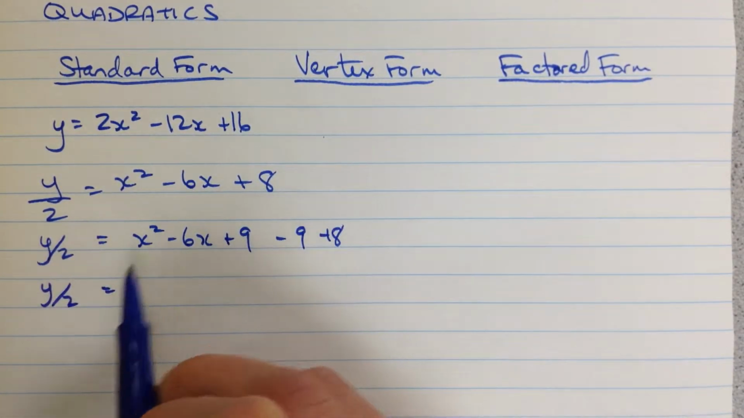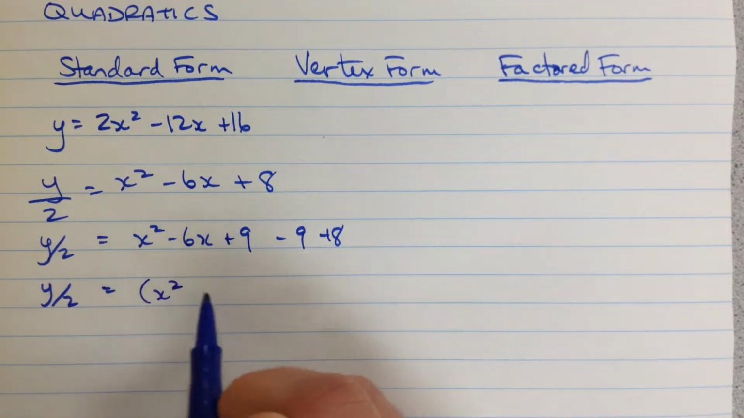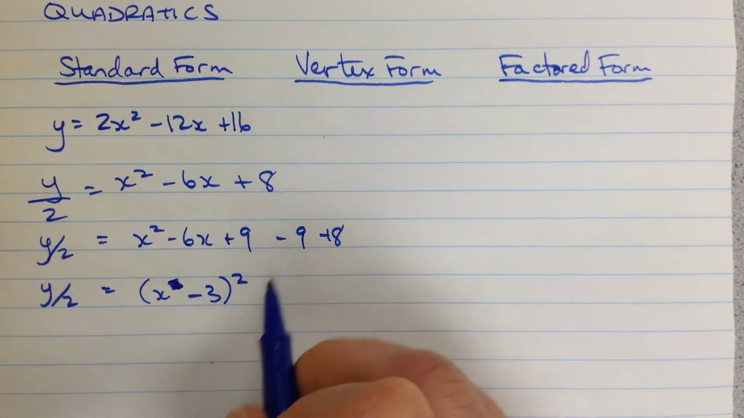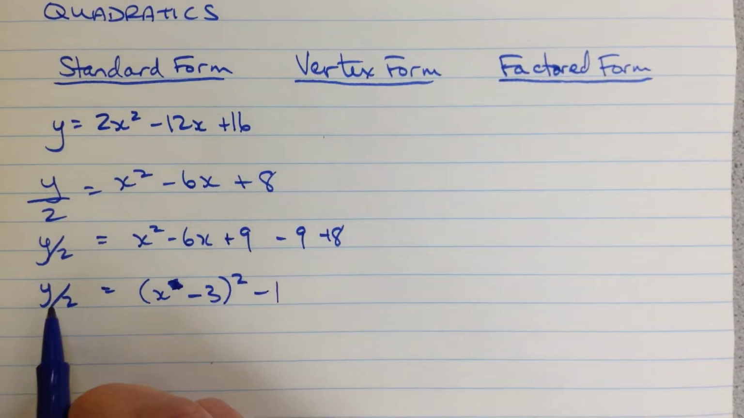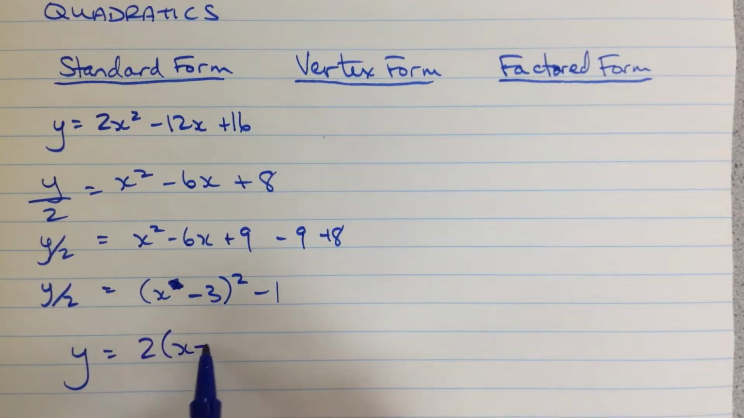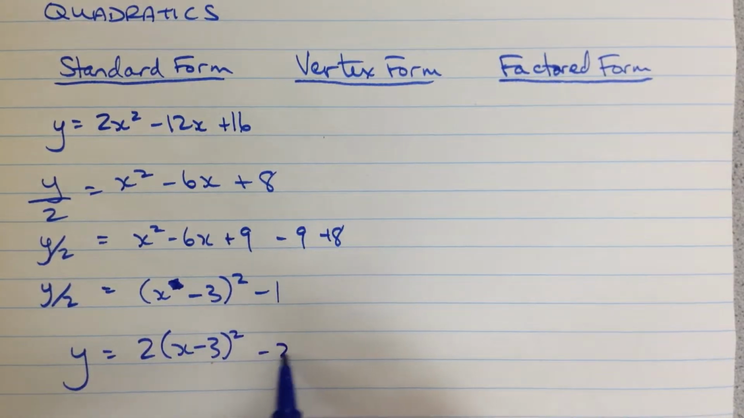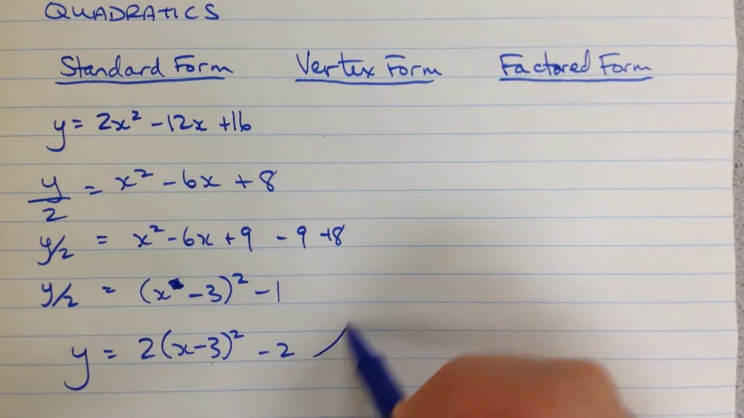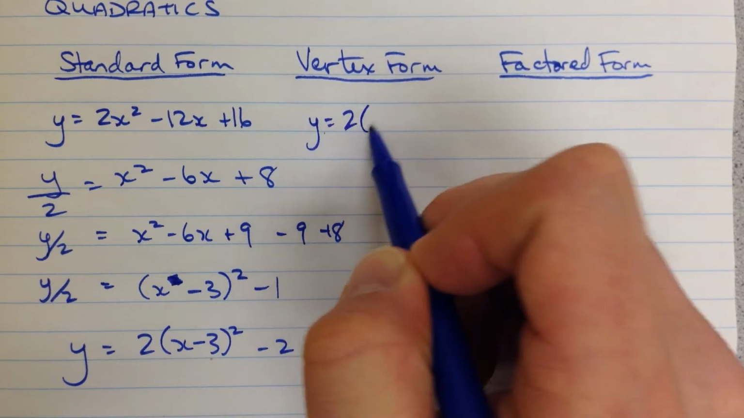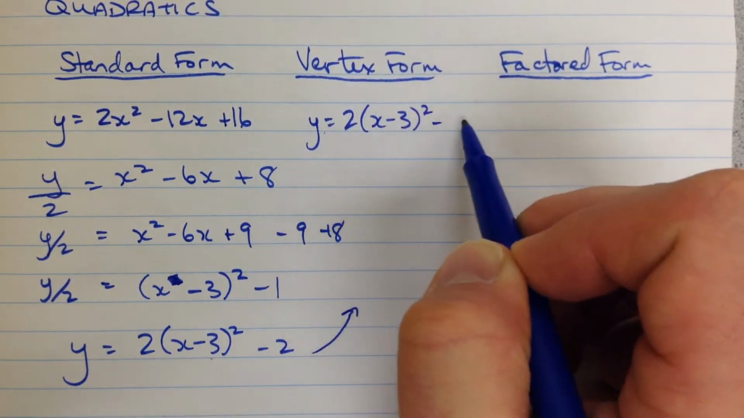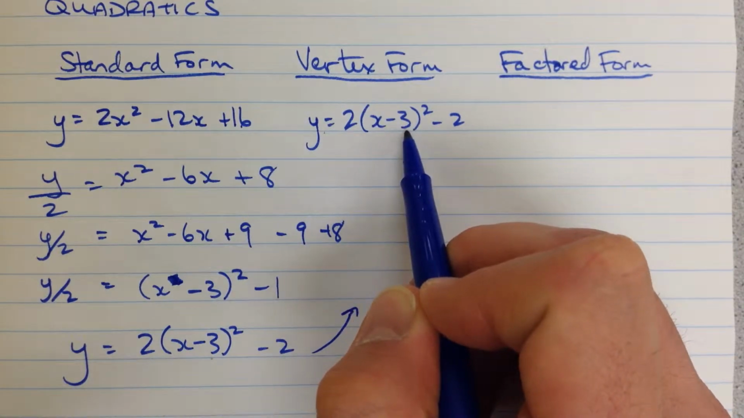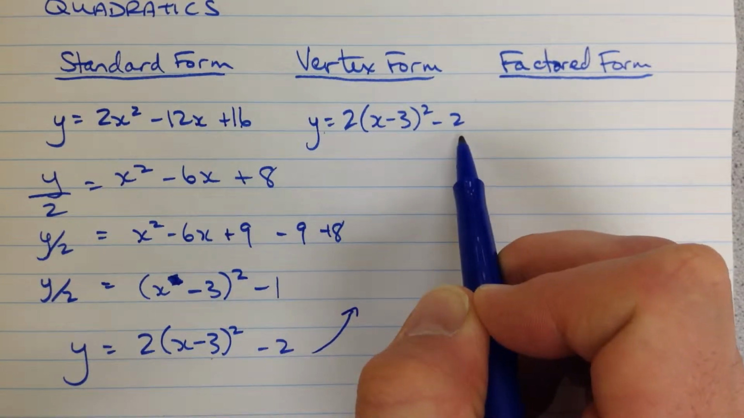So y over 2 is now x minus 3 all squared. And then here I have minus 1. Now I can get rid of that 2. Multiplying both sides by 2, I have 2 times x minus 3 squared, and here I've got minus 2. All right, that's my vertex form. I'll write that up at the top here: y equals 2 times x minus 3 squared minus 2. I know the vertex then is positive 3, negative 2.